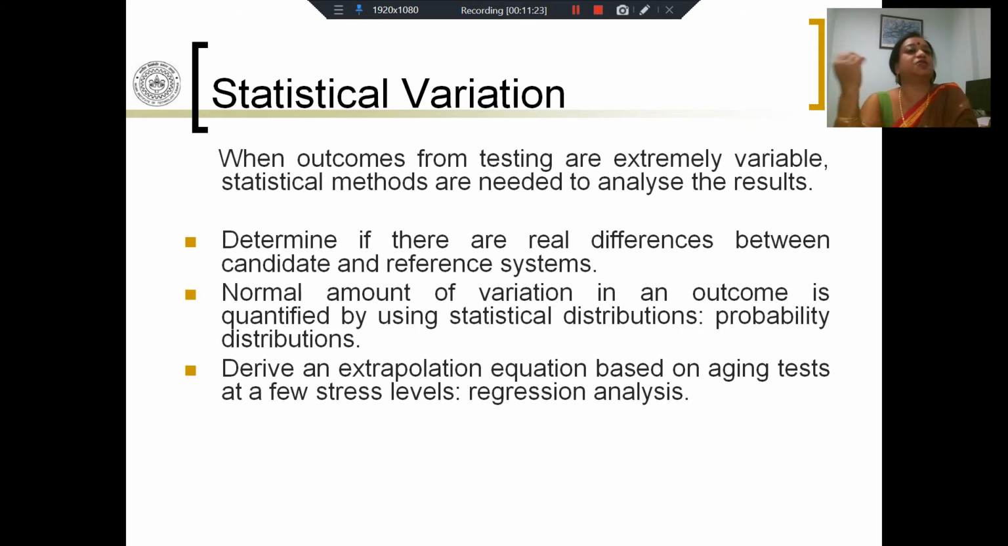It's very easy to perform these tests, but to analyze these data with proper statistical methods is of very crucial significance. So therefore we have to use statistical methods to analyze the results. Why? Let's say this is a research material. You have a new material that you think will be better and should be used in design. Let us call that the candidate material.